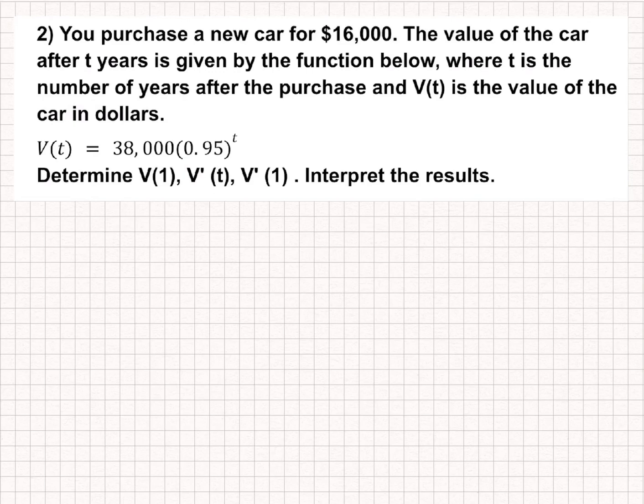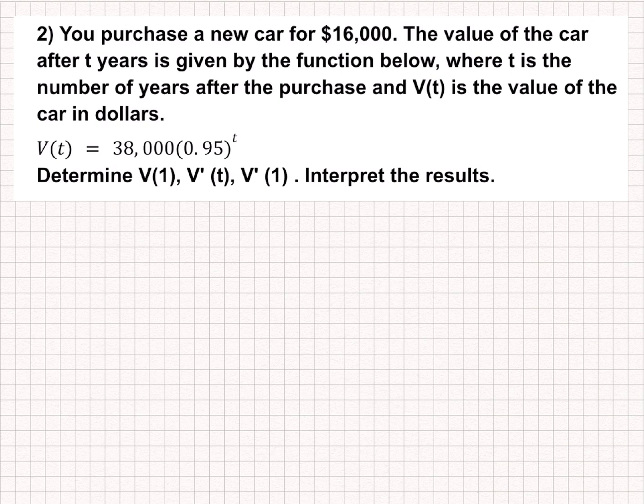You purchase a new car for $16,000. The value of the car after 10 years is given by the function below, where t is the number of years after the purchase and v of t is the value of the car in dollars. And then they give you the function v of t equals 38,000 times 0.95 to the power of t. Determine v of 1, the derivative of v of t, and v prime of 1. Interpret the results.